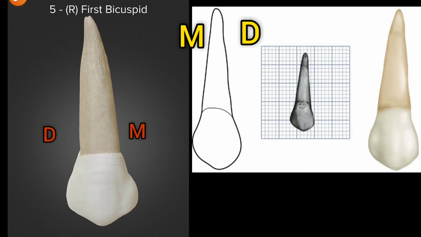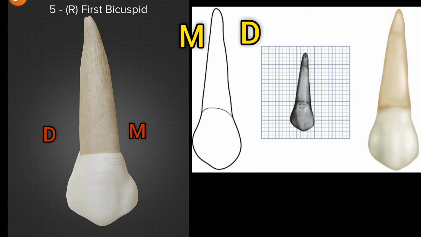The distal contact area lies at the junction of the occlusal and middle third. So when we divide the crown into three equal parts, this is the cervical third, this is the middle third, and this is the occlusal third. This is the junction of the occlusal and middle third, and the distal contact area lies here. That means this is the place where it contacts the other tooth.